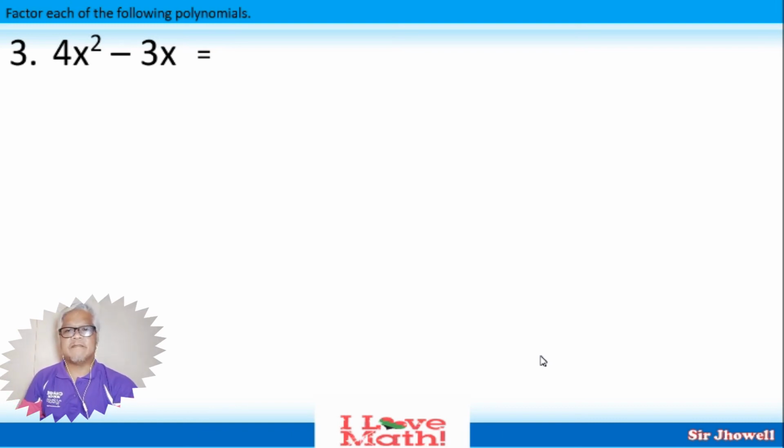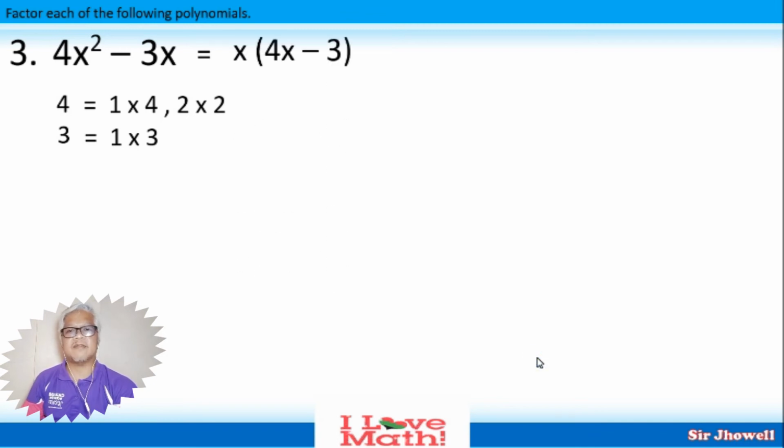Example number 3. 4x squared minus 3x. What are the given numbers? 4 and 3. Factors of 4, 1, 4, and 2. Factors of 3, 1, and 3. If you notice, there is no common factor. Tama? So, ibig sabihin, wala kang ilalabas na number. But, again, pagdating naman sa variable, ang least exponent of x is 1. Well, in this case, the only common factor is x. And the other factor is 4x minus 3.